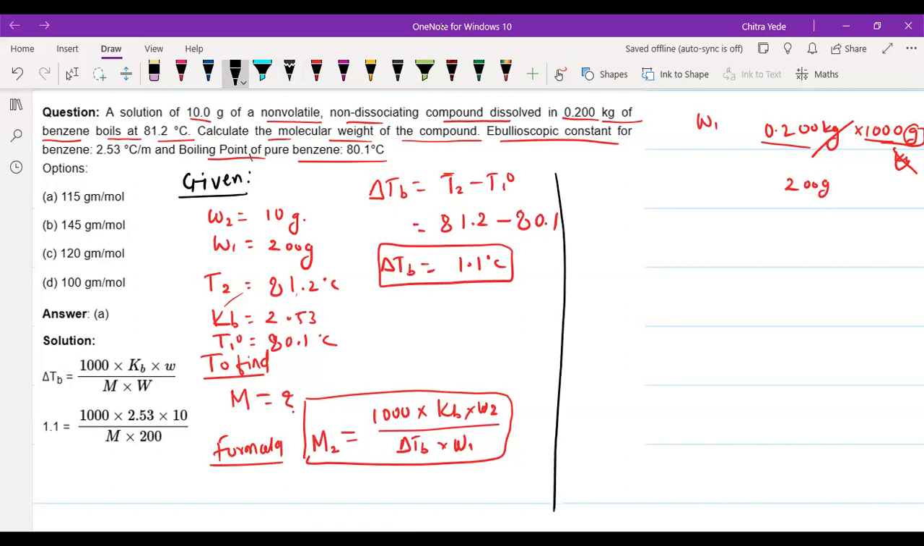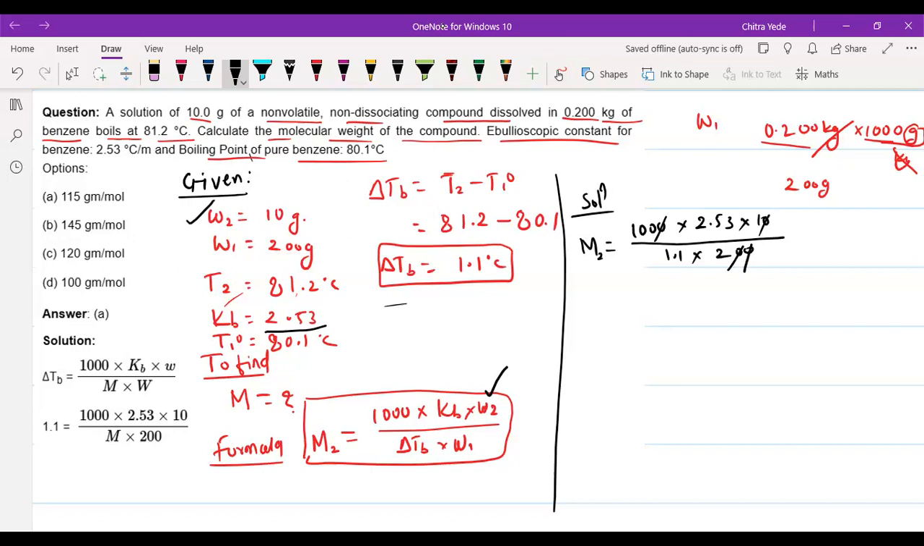Now the solution I'm writing here. M2 equals 1000 into Kb. Kb is how much? It is given, 2.53, into W2. W2 is 10 grams, so I'm writing here 10. Divided by delta Tb, which is 1.1, into W1. W1 is 200, so I'm writing here 200. So here the 10 and that 0 will get cancelled, and that 0 will also get cancelled.